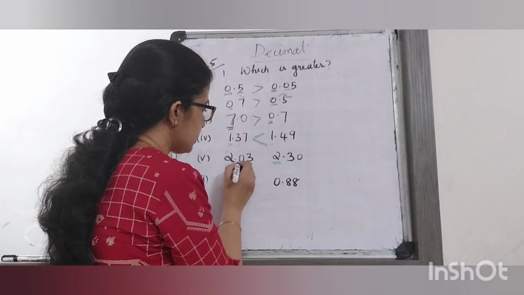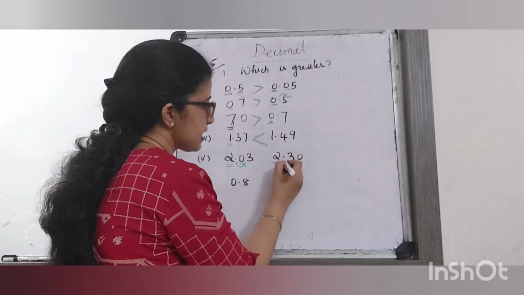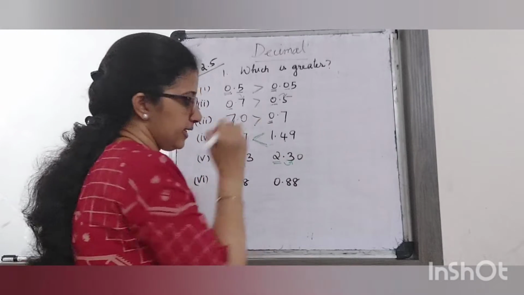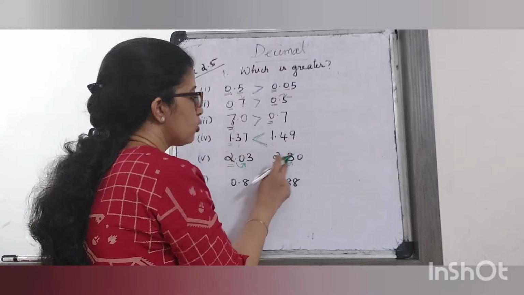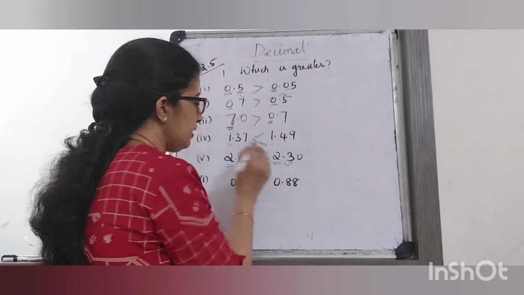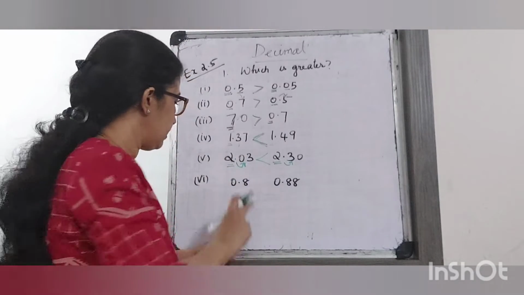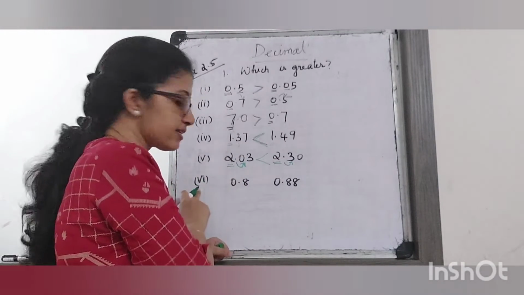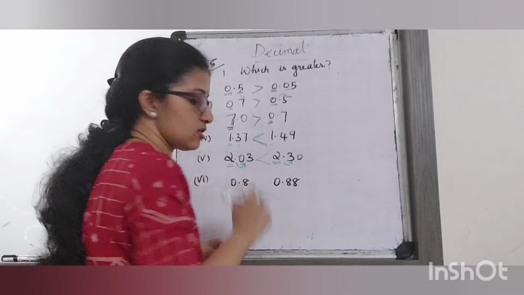Correct? So let's move on to the digit towards the right hand side of the decimal. The first number has 0 and the second number has 3. So since 3 is greater than 0, 2.30 is greater than 2.03. Clear? Now similarly, let's take the sixth problem, 0.8 and 0.88.